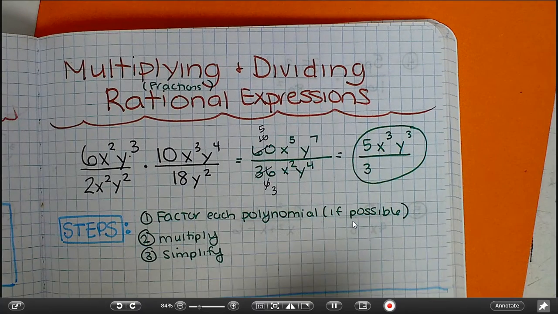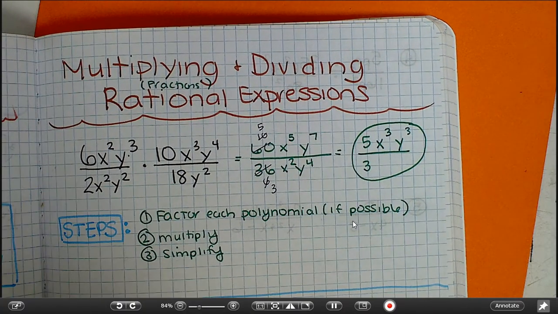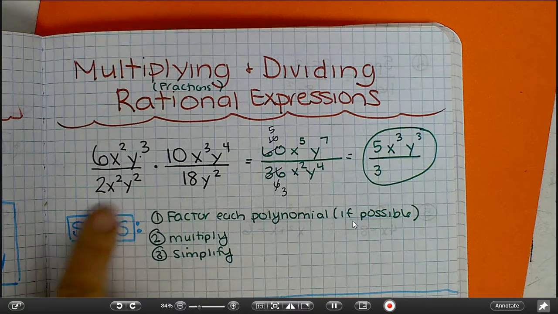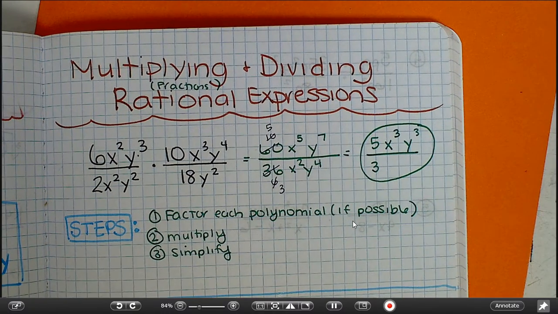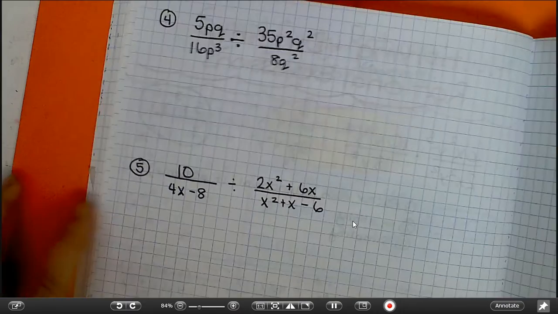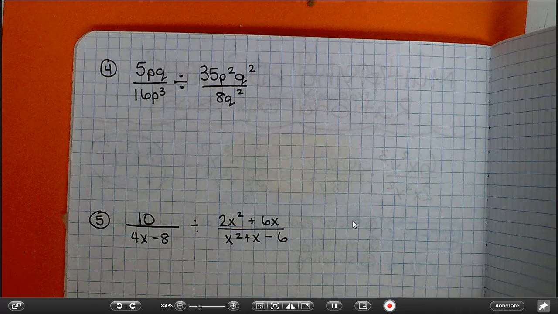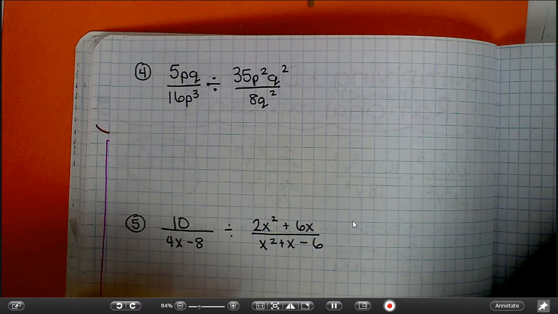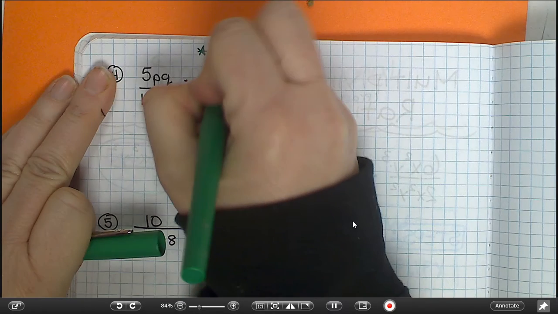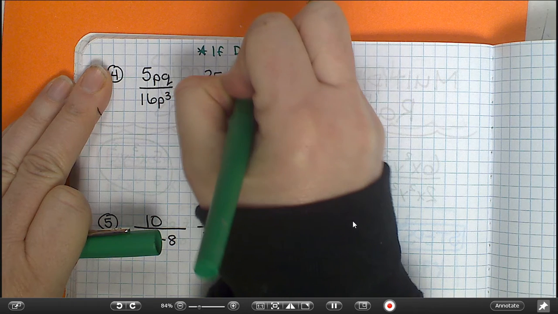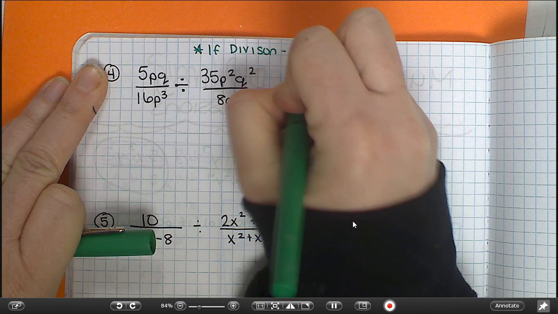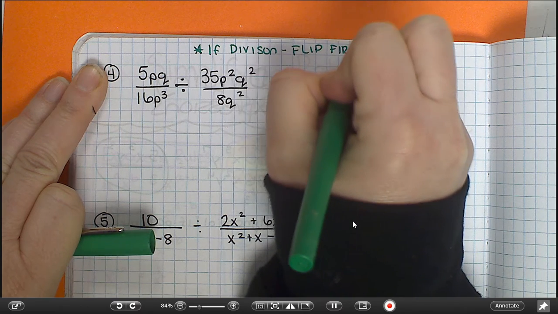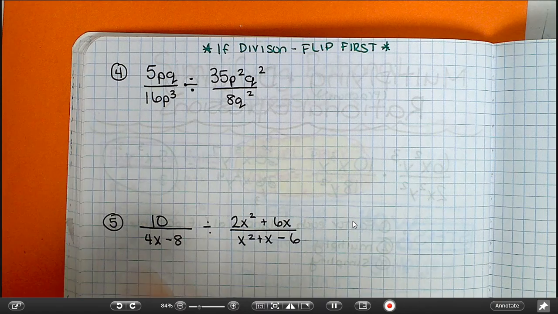All right, so we just finished multiplying rational expressions, and this video is about dividing. The steps are pretty much the same, except if you're dividing, you are going to flip the fractions. You remember multiplying by the reciprocal. So here's dividing, and the only difference, if division, flip first. That's the only difference between multiplying and dividing.